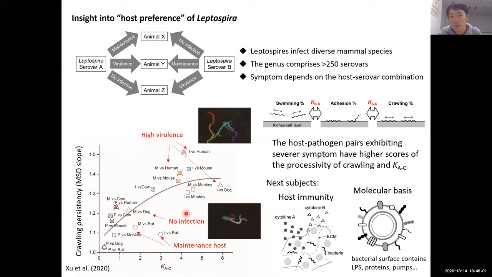So the next subject is, we didn't investigate the host response. Therefore, in the next project, we need to address host immunity: how the host cell responds to leptospira infection, for example, cytokine production and that sort of thing. And as I mentioned in the previous slide, we did not know the molecular basis of the crawling motility. There are many abundant surface molecules in leptospira, such as proteins and LPS and some other membrane proteins. So we would like to know what types of molecule are required as the determinants of the crawling motility.